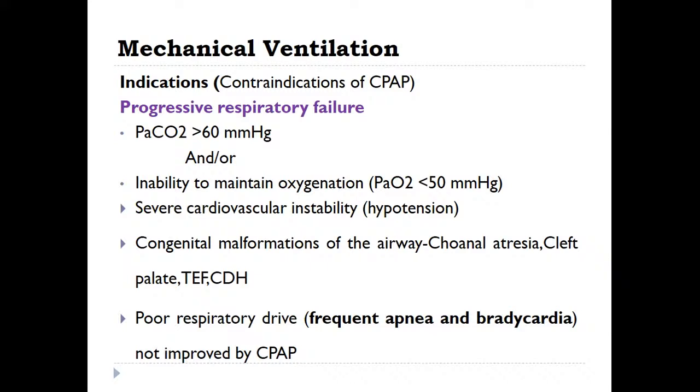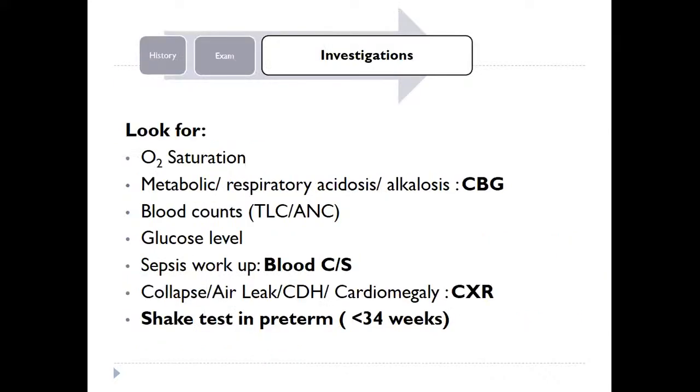Ideally, nowadays the majority of the time we try to avoid mechanical ventilation. We provide non-invasive ventilation. So we monitor the oxygen saturation. We do ABGs or CBGs for metabolic and respiratory acidosis and alkalosis. We send sepsis markers like blood counts and CRP. We monitor the glucose level. We do a chest X-ray when required to look for air leak, collapse, or cardiomegaly. And in the case of preterms, previously we did the shake test, but nowadays we are not doing all these things.